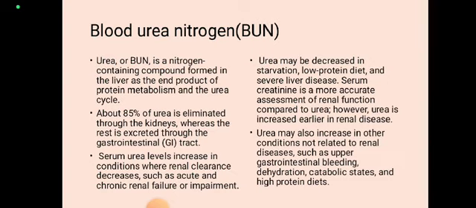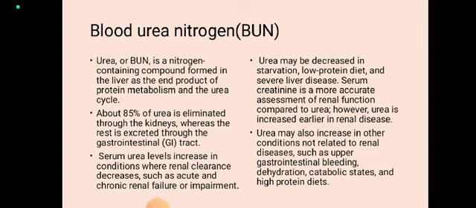It is basically a nitrogen containing compound that is formed in the liver as the end product of protein metabolism and the urea cycle. So at the end of protein metabolism, it is the last product, a nitrogen containing compound called blood urea nitrogen. Now 85% of urea is always eliminated through the kidney, and the rest is excreted through the GI tract.